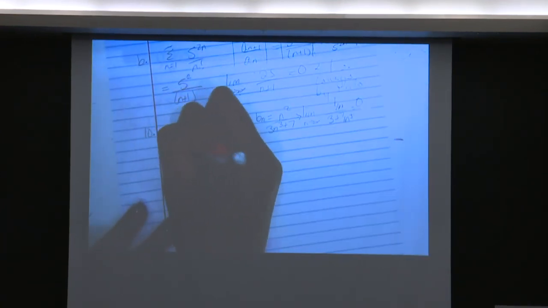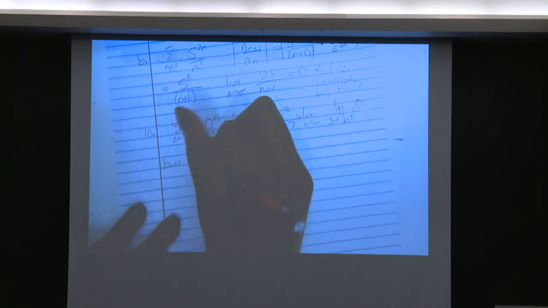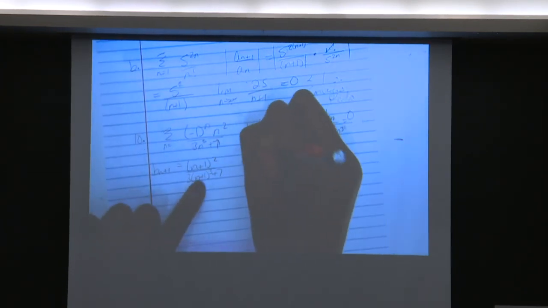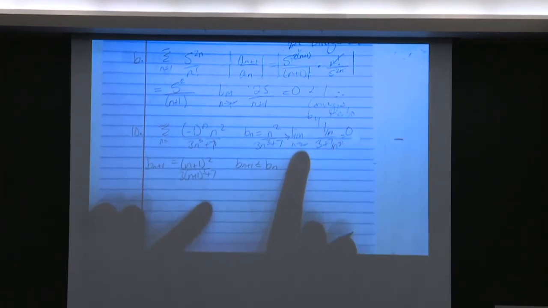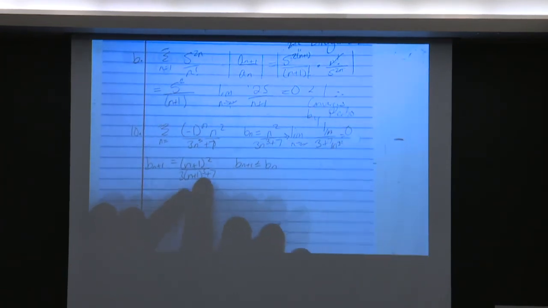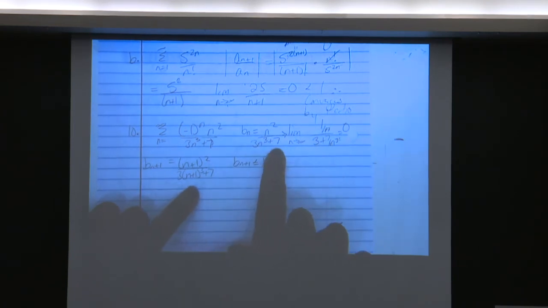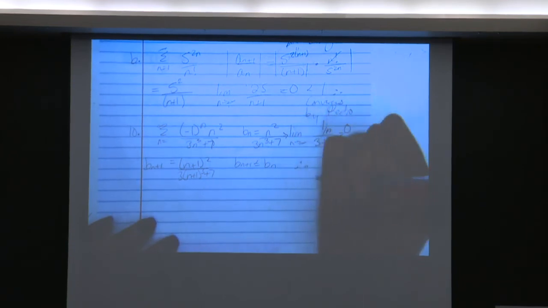All right, now I need to find my b_(n+1). So (n+1) squared over 3 times (n+1) cubed plus 7. This b_(n+1) is indeed going to be less than my b_n, because the bottom increases faster than the top. Does everybody see that? All right, so therefore it converges by the AST.